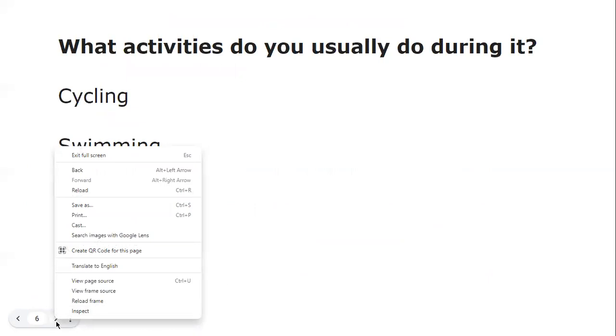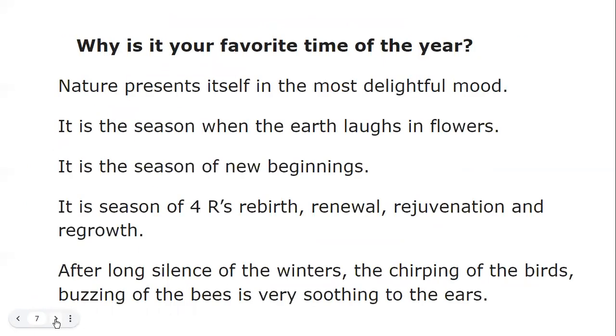Now we come to the last one. I've written it with a lot of effort and I really want you to read every single word here because I've framed words. They're really beautiful. And I really think if you answer in these things, you are going to get a band 9. Why is it your favorite time of the year?